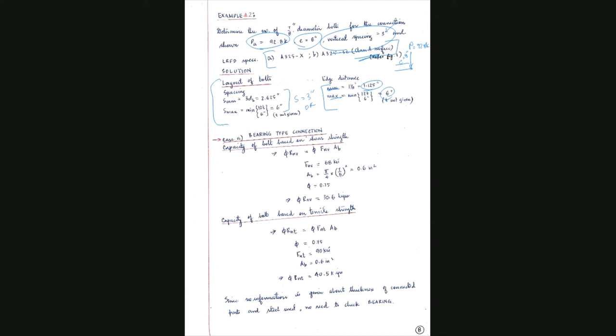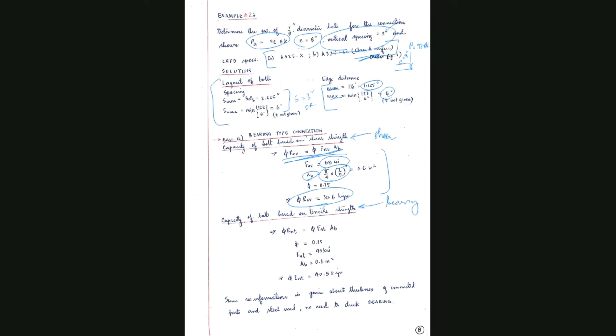Now let's design the bearing type of connection. Bearing type of connection, you know that we usually check both. We check the capacity of the bolt in shear and the capacity of the bolt in bearing. Okay, so in shear you have FNV, you know this, your phi RNV equals phi FNV times AB. FNV equals 68 KSI. AB is the area of the bolt and phi is 0.75, so you can find the capacity of the bolt in shear. And again, you have only one shear plane, so therefore the area AB is just pi by 4 d square. If there were two planes of shear, this would be twice of it.